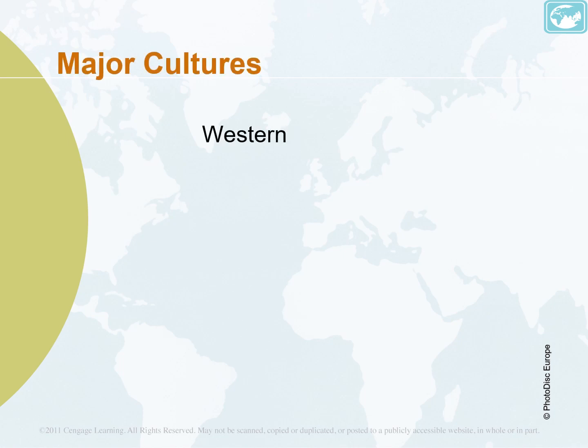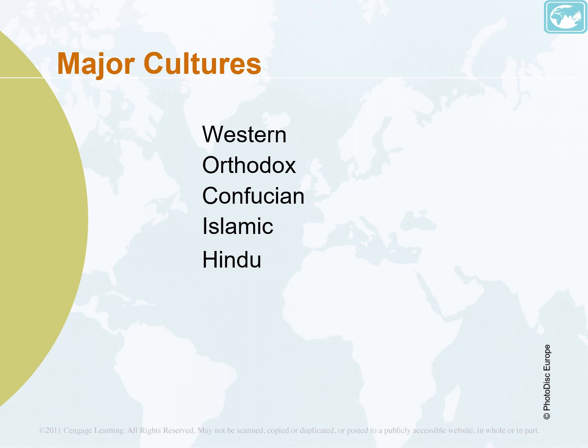Major cultures of the world include Western culture, Orthodox culture, mostly in Greece and Russia, Confucian culture in China and the Chinese diaspora. There's Islamic culture in many of the Arab countries and Southeast Asian countries. There's Hindu culture in India, Latin American culture in South America, African culture in Africa, and Buddhist culture in many Southeast Asian countries. Okay, those are the major cultures of the world.